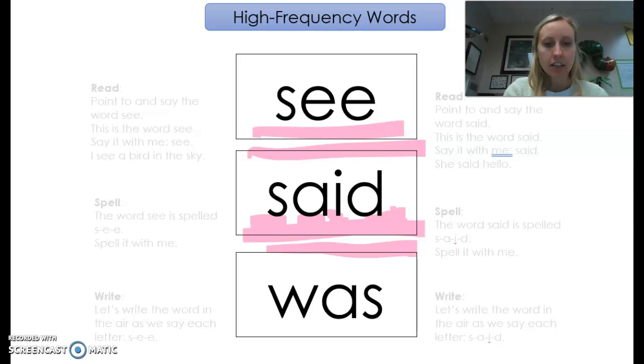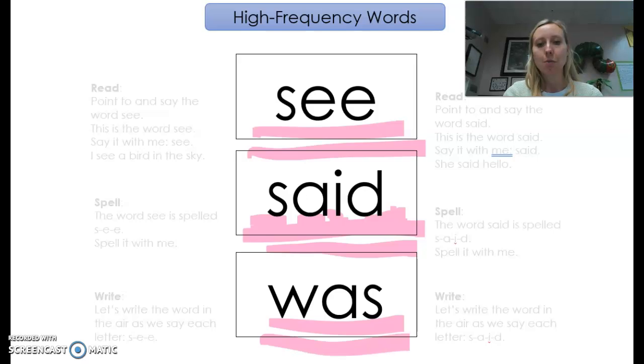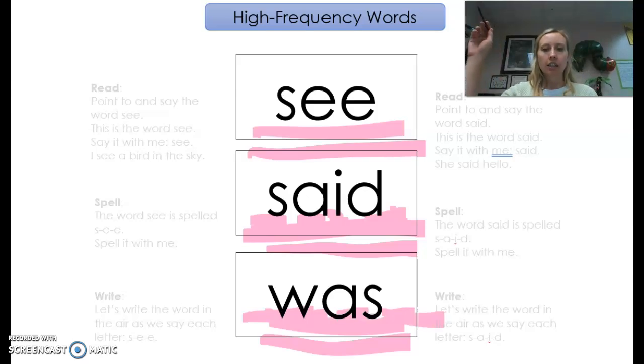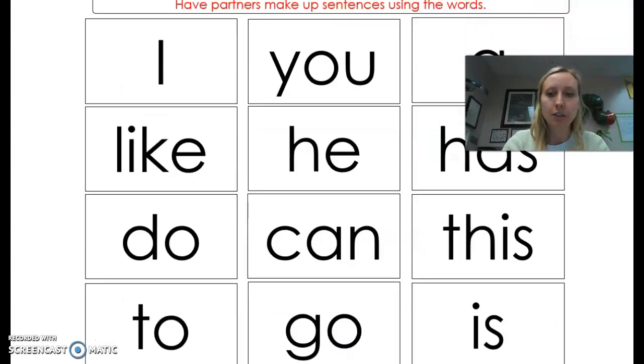Okay, let's write the word, this is the word was. Say it with me. Was. The word was is spelled W-A-S. Do it with me. Spell it with me. W-A-S. Let's write it in the air. W-A-S. Okay, I'm going to give you 3 seconds.